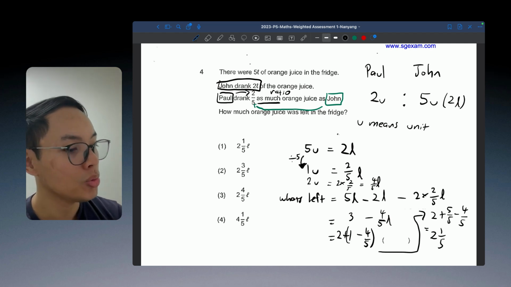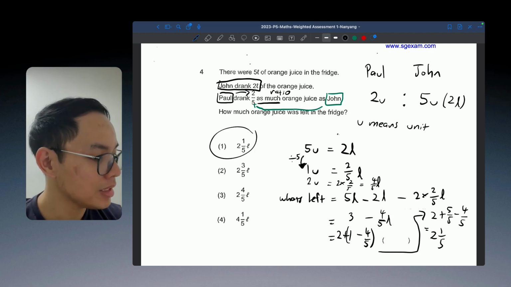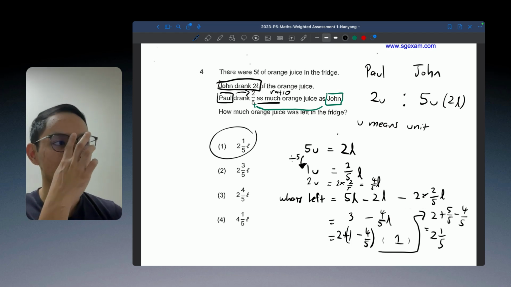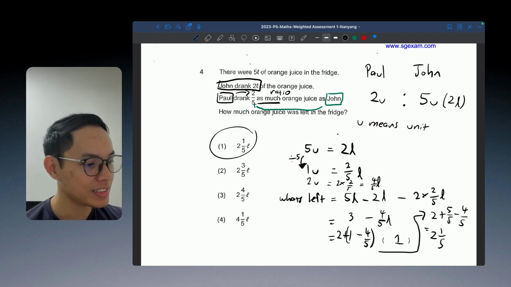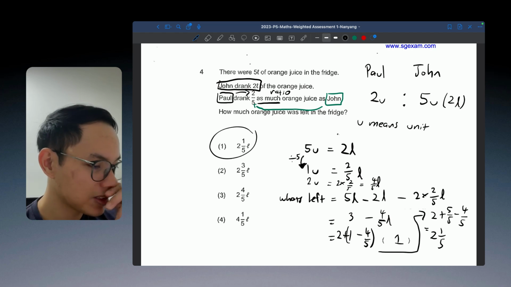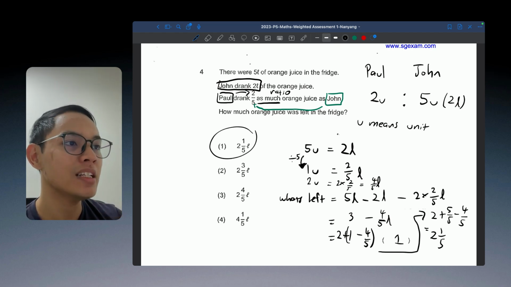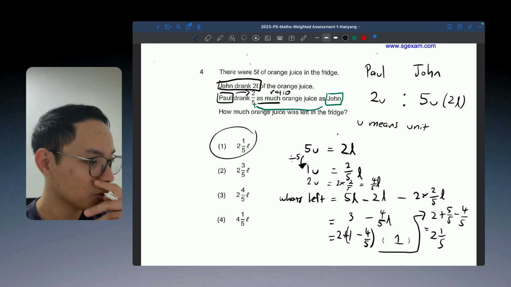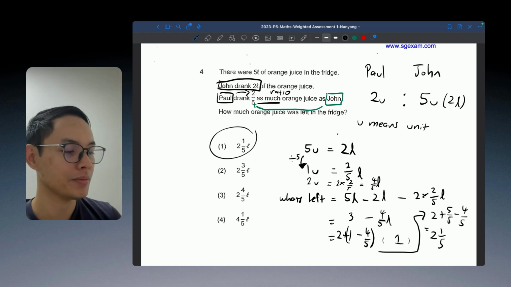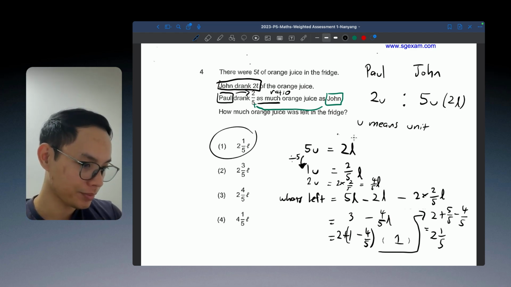And do we see a 2 1/5? We do, which is here. The answer should be number 1. That's what I see over here. Alright, so hopefully you get this correct. Okay, so essentially it is a lot more to go through, but this is how you do it. Alright, okay, let's move on.